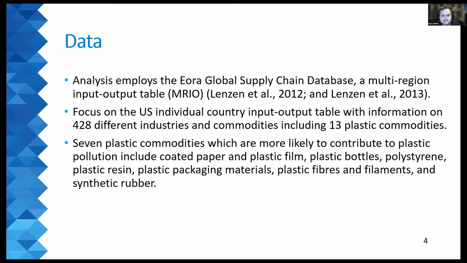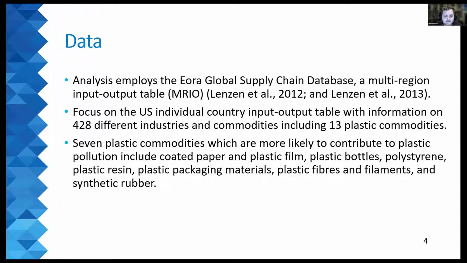So to determine plastic intensity, we use the EORA Global Supply Chain Database, which is a multi-region input-output table, and it comes in two key forms. The first form is a multi-region table, and the second form is individual country input-output tables. We focused on the US individual country input-output table for our analysis, and the reason for that is it had the most clear-cut plastic commodities described. What I mean by clear-cut is it had commodities that were clearly just plastic. They weren't combined with other things such as natural rubber. The US individual country input-output table has information on 428 different industries and commodities, including 13 plastic commodities.